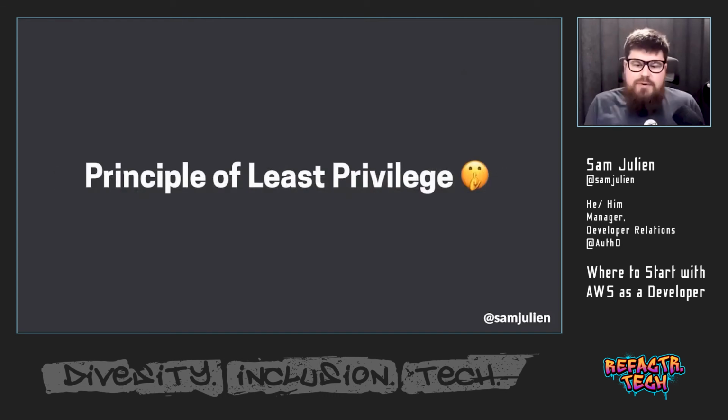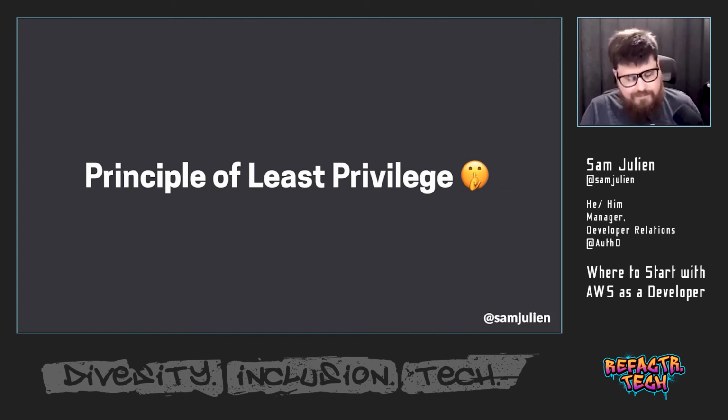So one thing that you'll want to become familiar with is the principle of least privilege. This basically means that you want to only grant access to the very least amount of resources and information that a user or an application needs. So keep that in mind. You don't want to give a user access to everything. You just want to give them exactly what they need, even down to the granularity of reading but not writing.